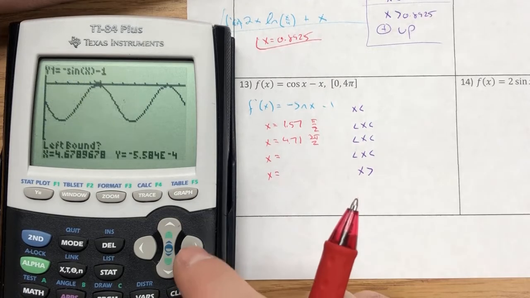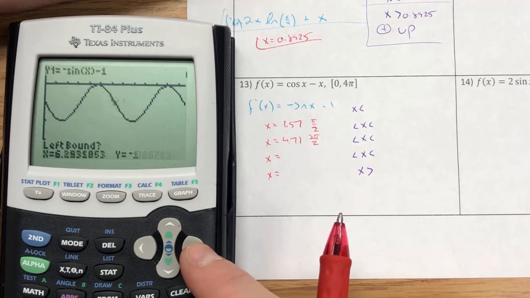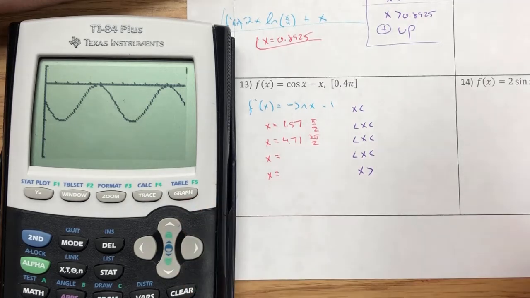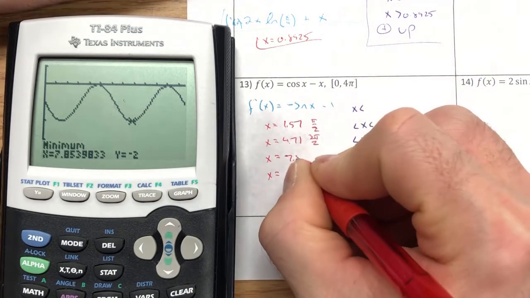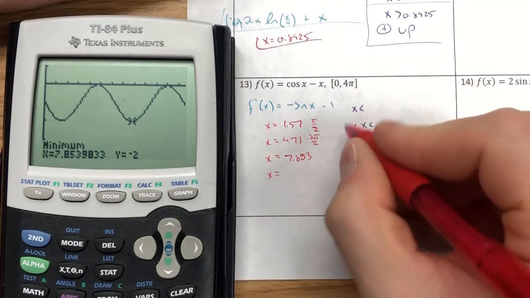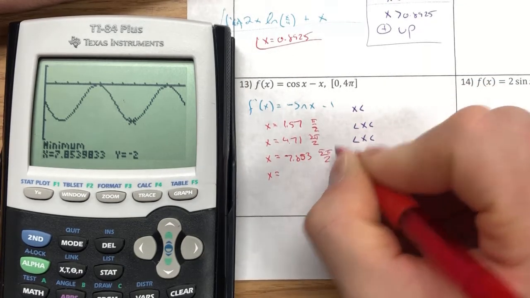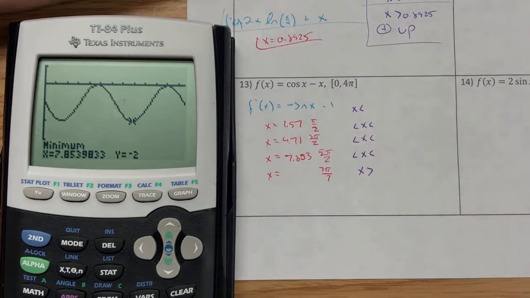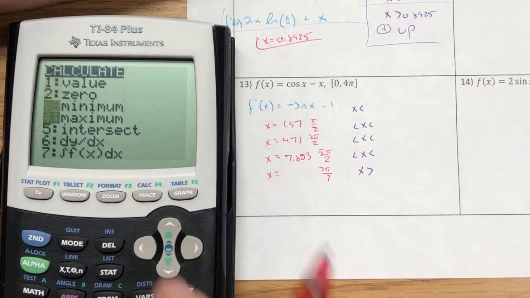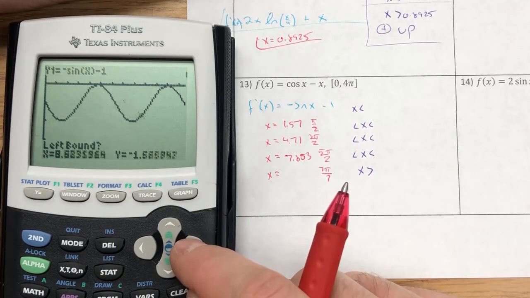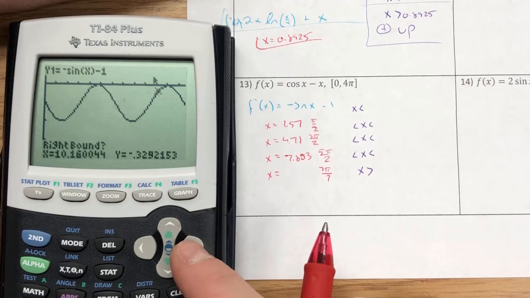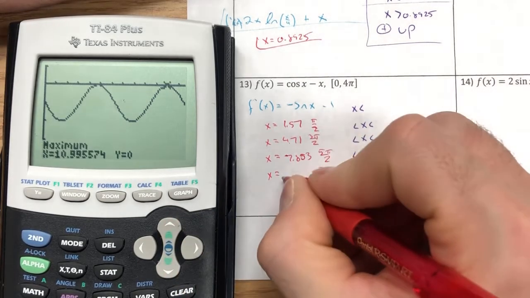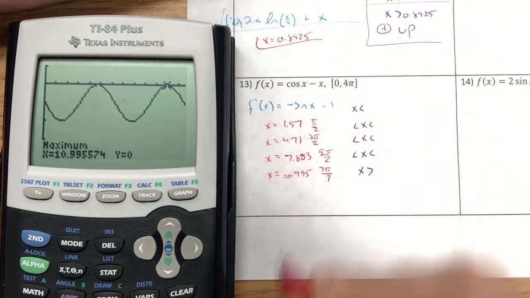Let's calculate the next minimum. Left bound and right bound produce 7.853, which you should recognize as 5 pi over 2 at this point. And you should recognize that the next one is going to be 7 pi over 2. But we're going to keep in the spirit of things and trying to utilize this nice little trick. Left bound, right bound, which is 10.995.